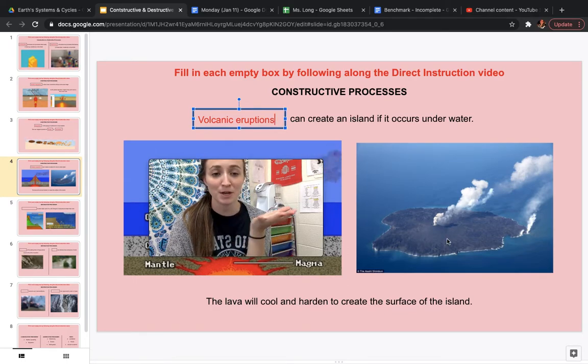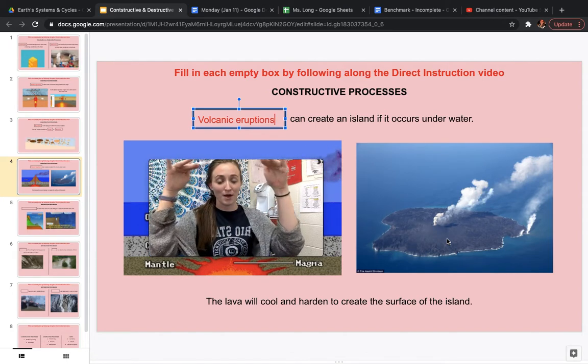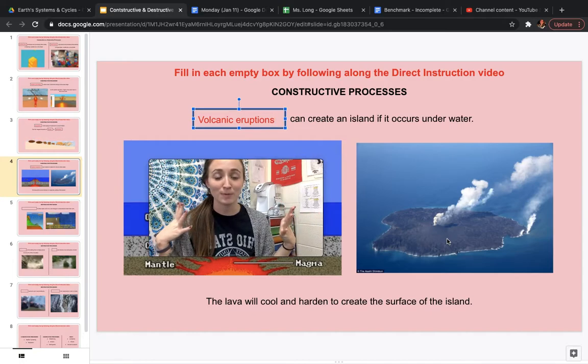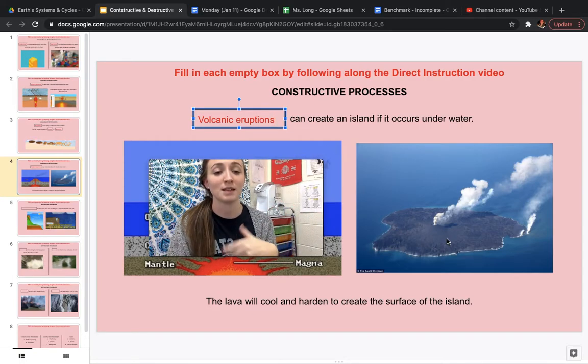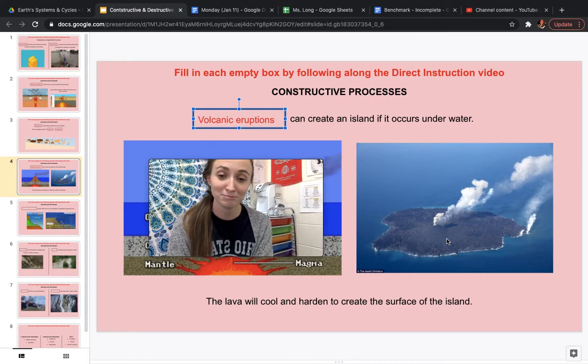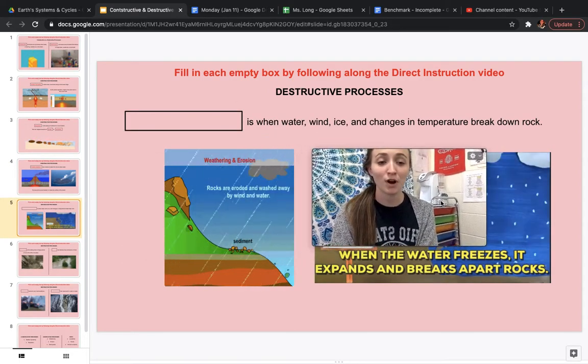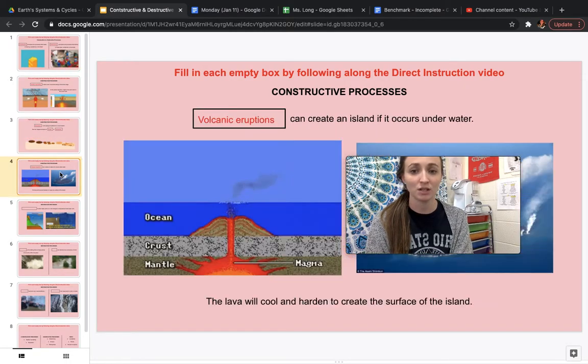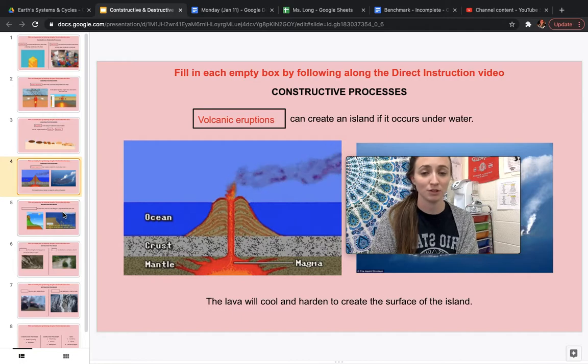The magma comes up, it cools, it hardens, so now on top of that ocean we have solid rock. So a volcanic eruption can totally be constructive because it can make an island. Kind of crazy. So moving on, those are our constructive processes. If you have that seafloor spreading, the deposition, volcanic eruptions, those are constructive.